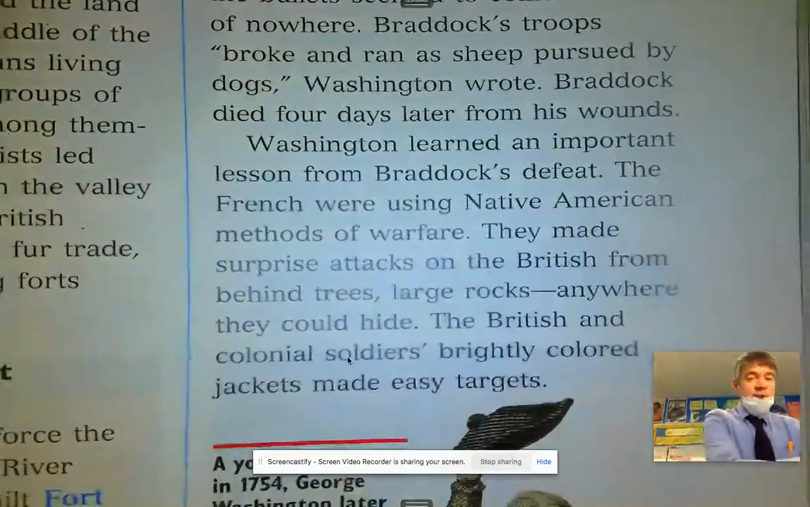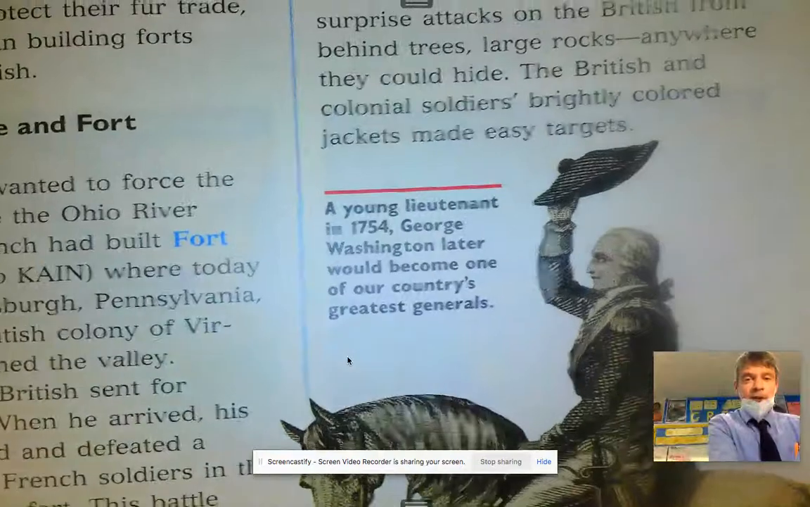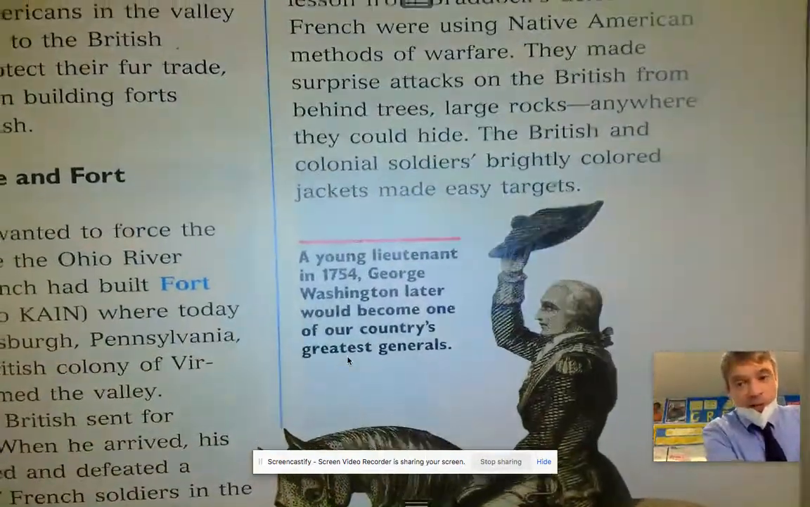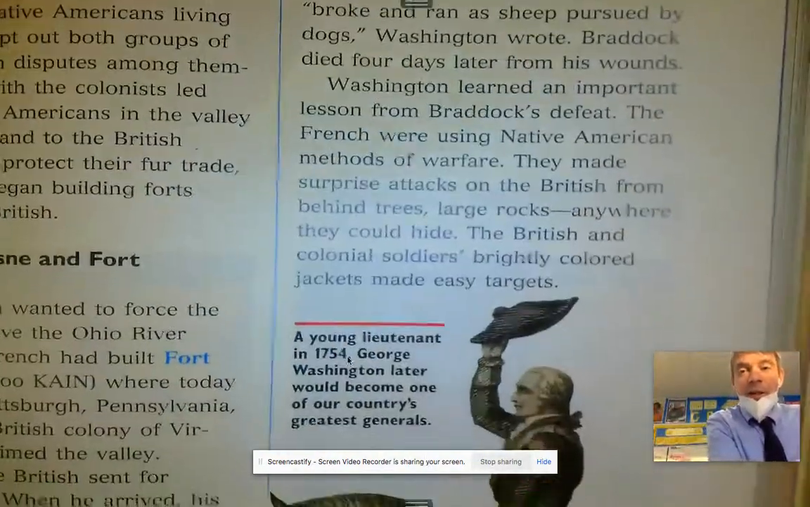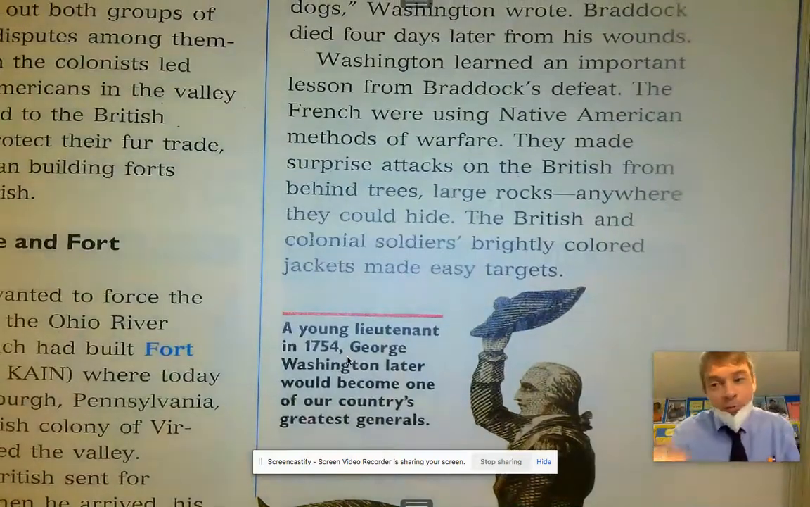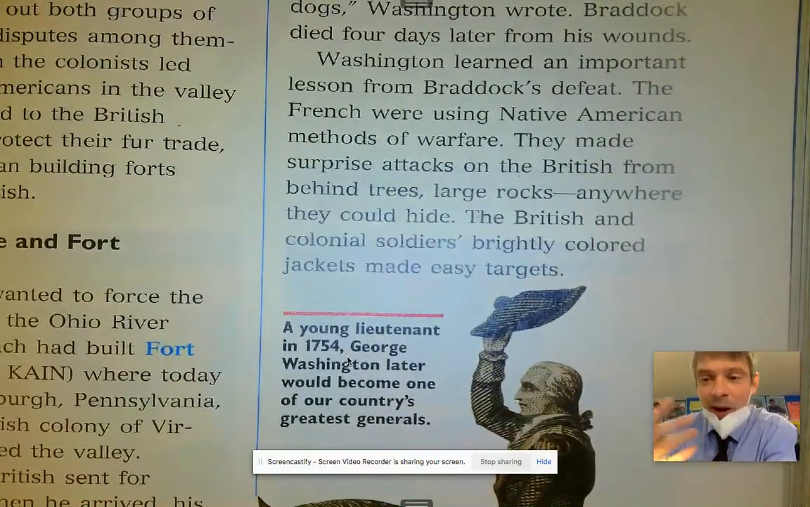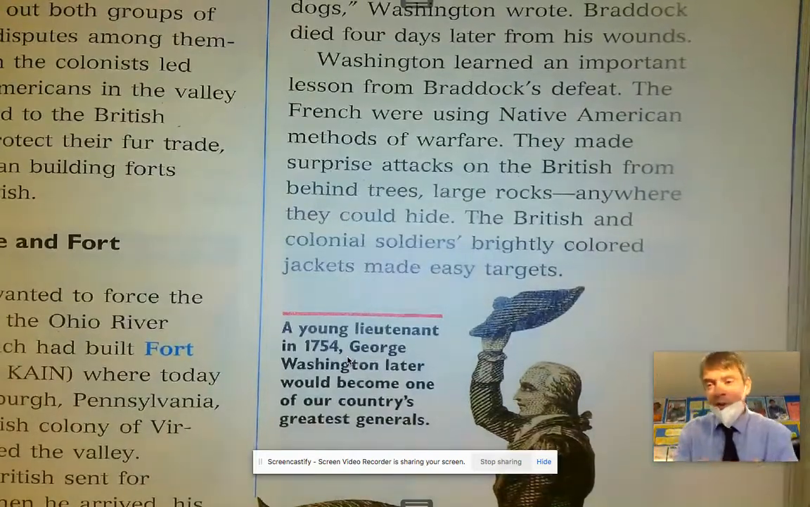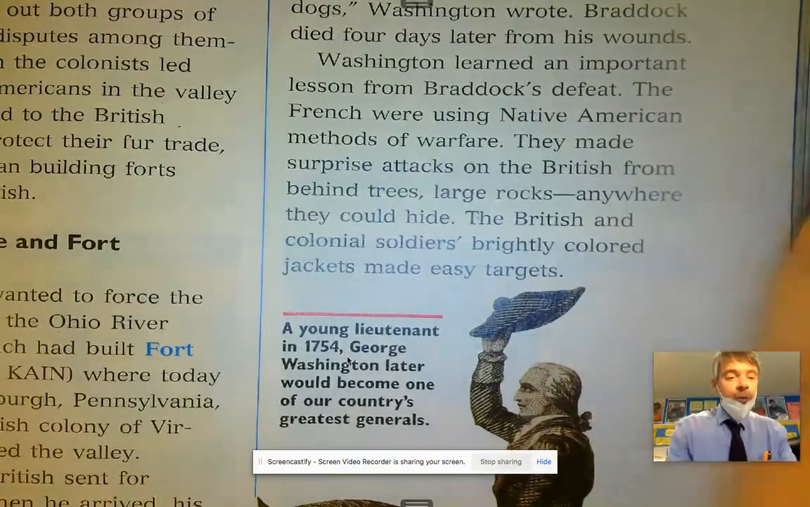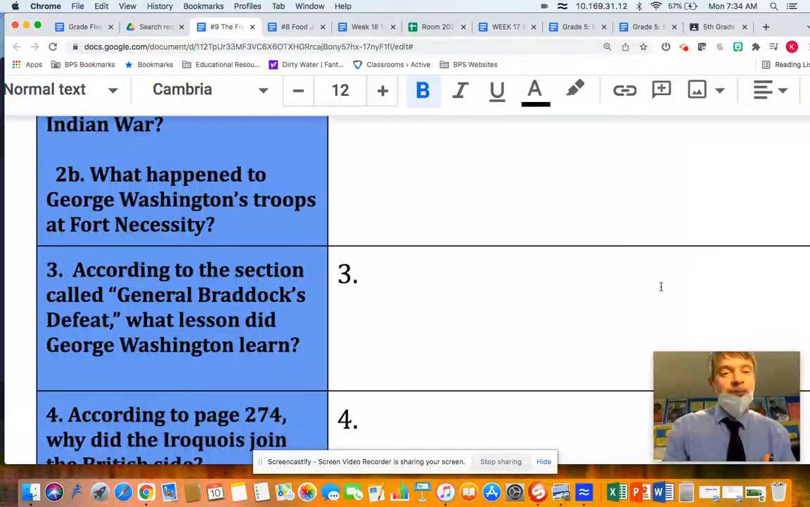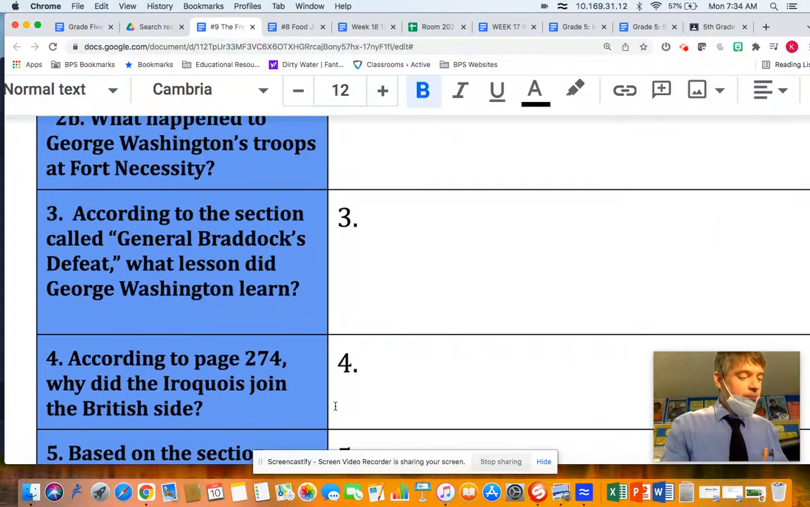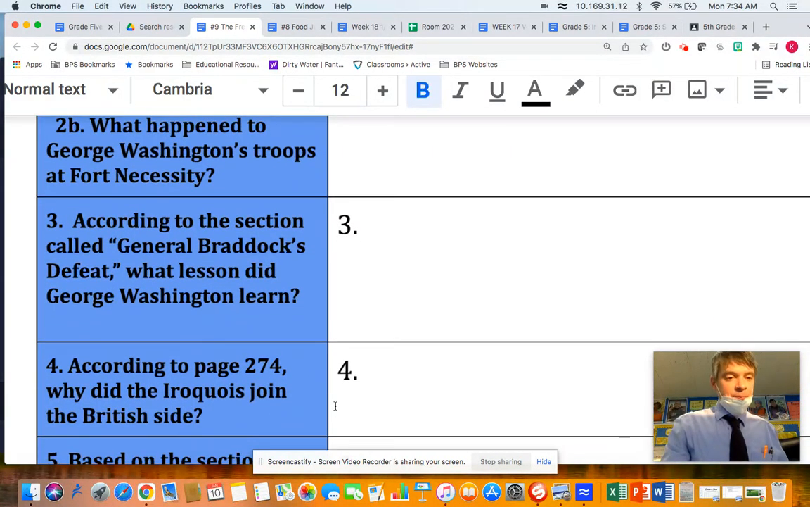So George Washington, and there's a picture of him, a young lieutenant, became the first president eventually. They were noticing that they were fighting with common sense. They weren't wearing bright red clothes. They were hiding and having sneak attacks. They weren't just marching up, starting a fight. So George Washington learned a lesson. This is going to come in important. So now you're answering number 3.